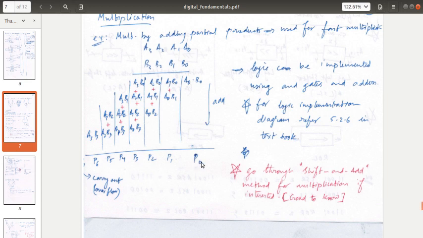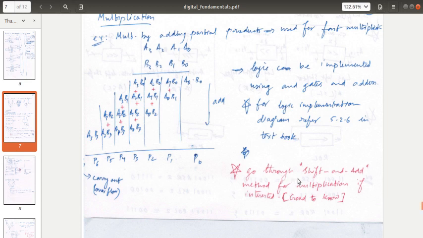So how do we implement this? We implement this using AND gates and adders. Those are all that is required, AND gates and adders. That's it. You can refer to diagram 5.26 in the textbook to see a proper diagram. It is a little bit big and cumbersome, that's why I am not representing it here. Anyway, it is available in the textbook.